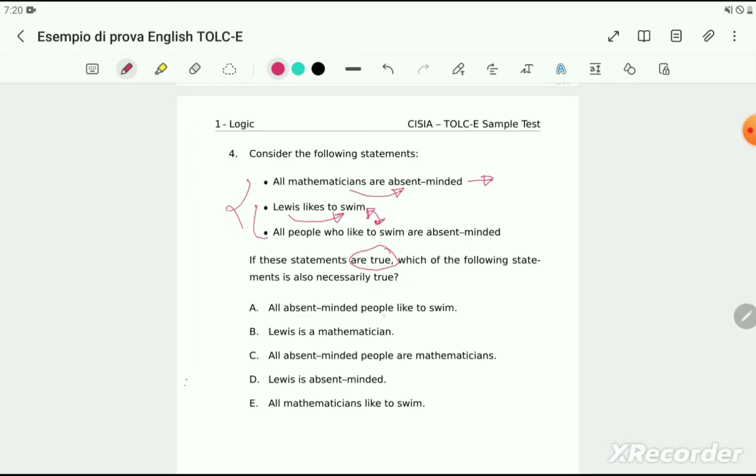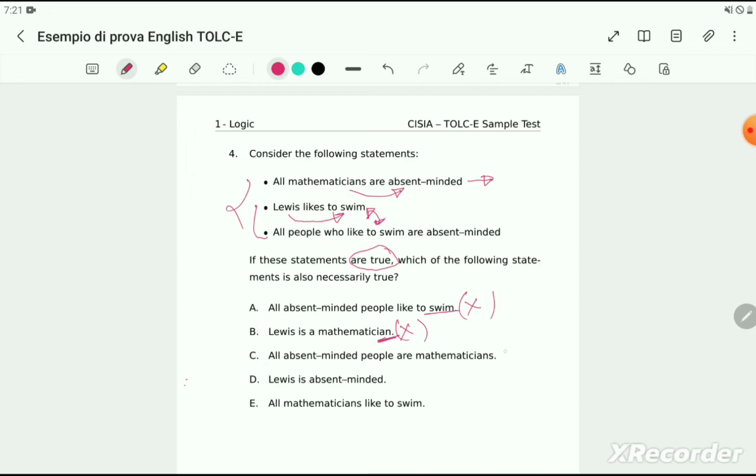All absent-minded people like to swim. Can we say that? No, because among absent-minded people there may be some who do not like to swim, but they are absent-minded. So by these statements, we can't find that information. Louis is a mathematician. No, I already told you that the first two statements don't have a link. Louis is an independent person and totally different. Louis is not a mathematician. We cannot say that. So we can omit these two. All absent-minded people are mathematicians.